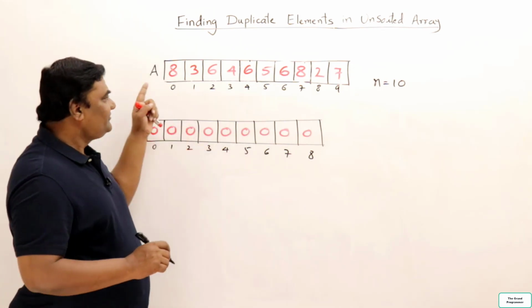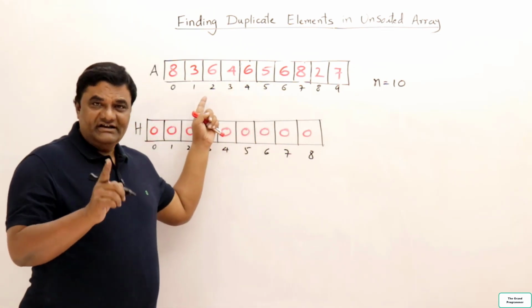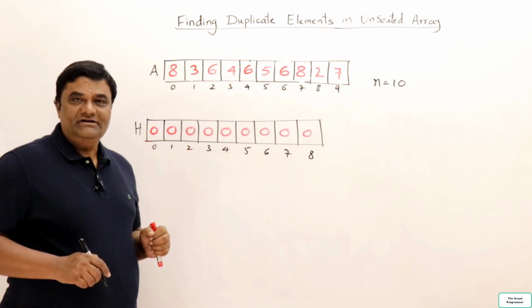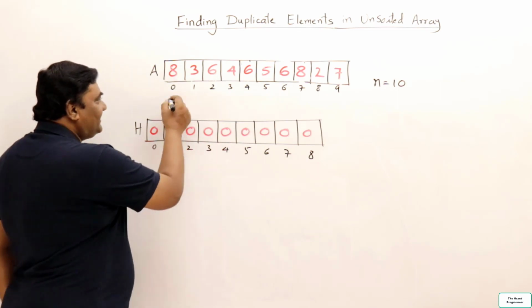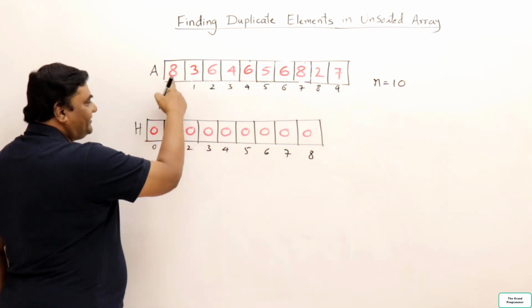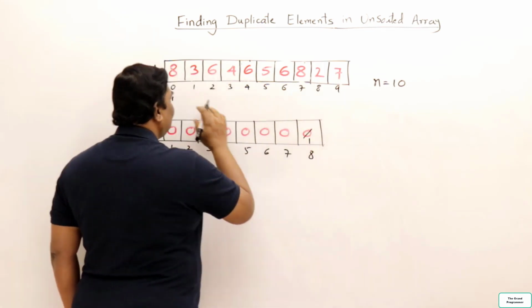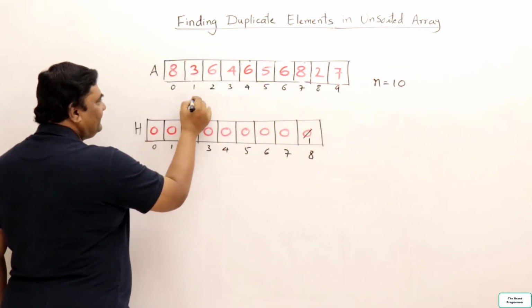Now the procedure is I should scan through this list, and for each element I should increment the count here in this hash table. So let us do it. Start from the first element 8. Go to index 8 here and increment it. Then move to the next element 3.